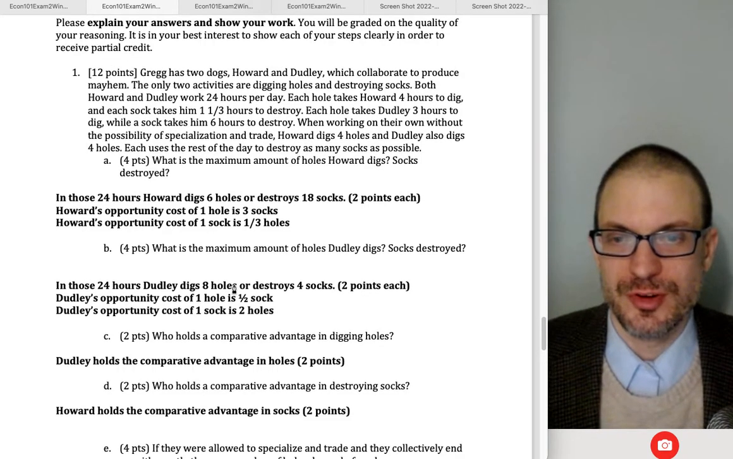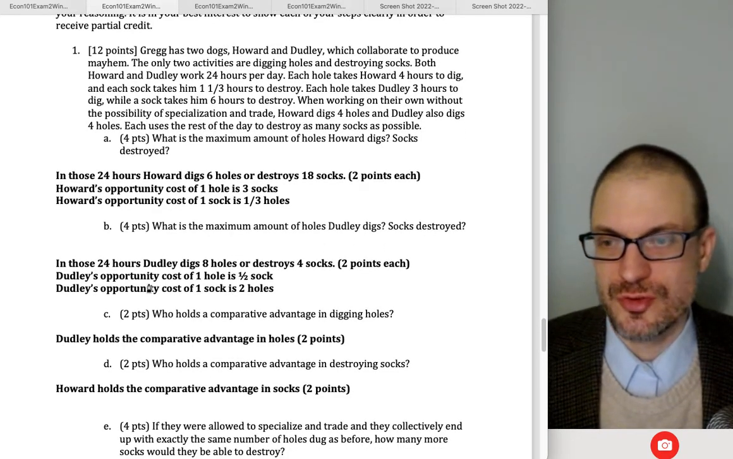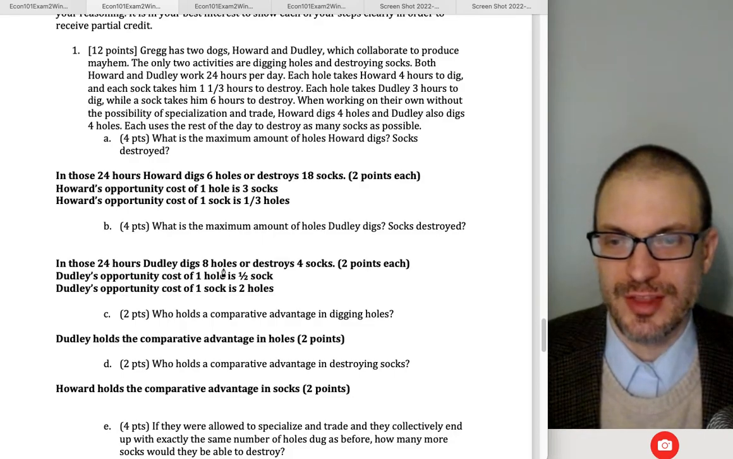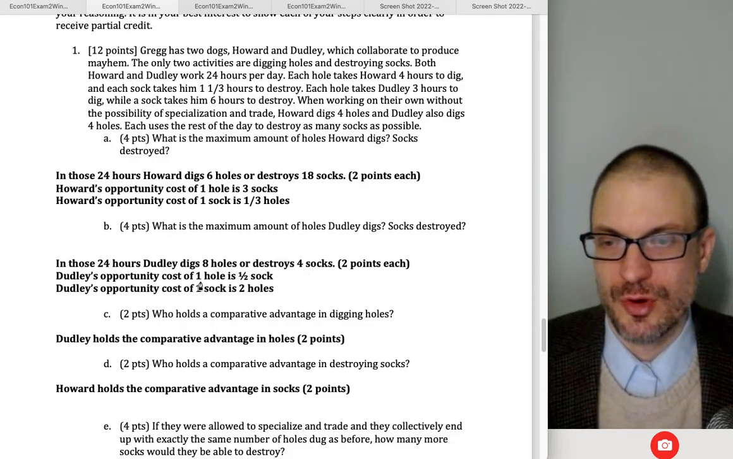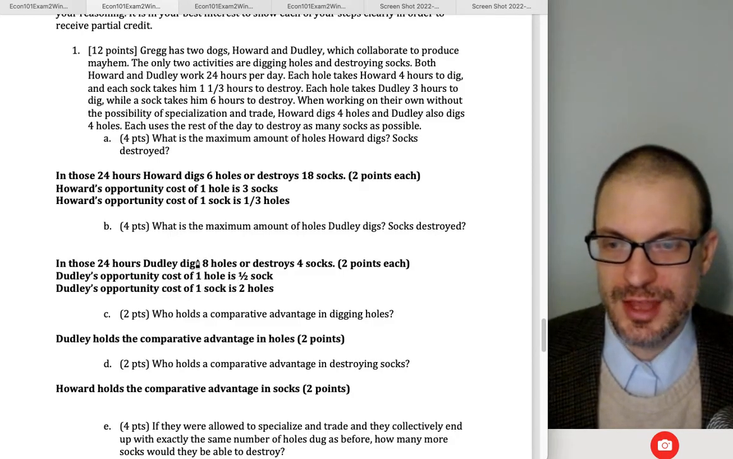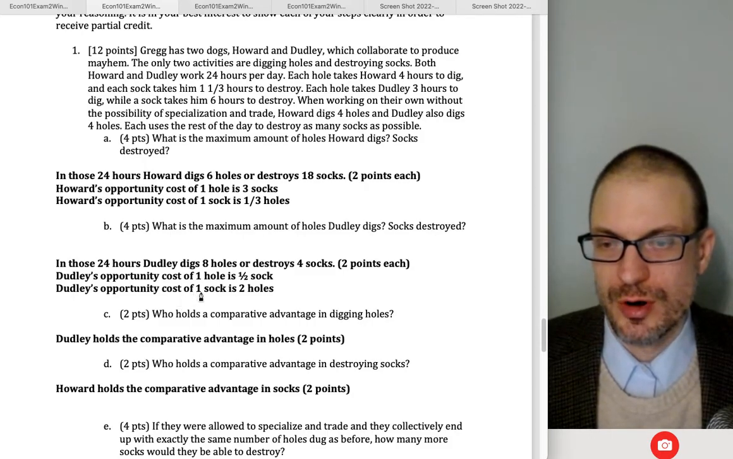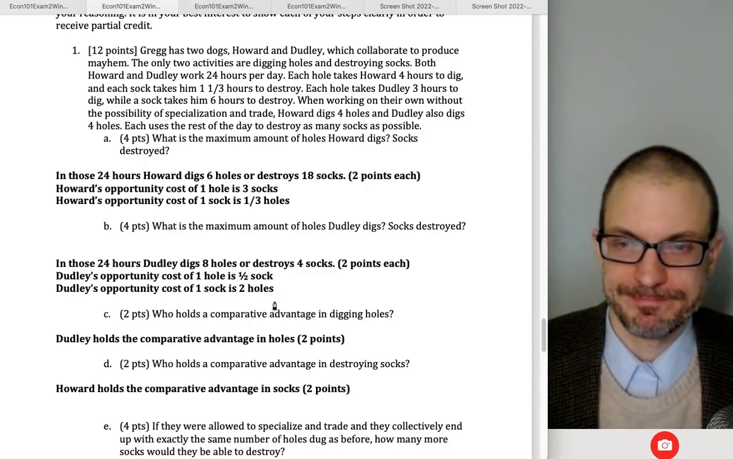What's the maximum amount of holes that Dudley digs, socks destroyed? Well, in 24 hours, Dudley digs 8 holes or destroys 4 socks, right? So 1 hole or 1/2 sock. Let's just divide through by 8. 8 divided by 8 is 1 hole. 4 divided by 8 is 1/2 sock, right? So opportunity cost of 1 hole is 1/2 sock, or 1 sock is 2 holes.